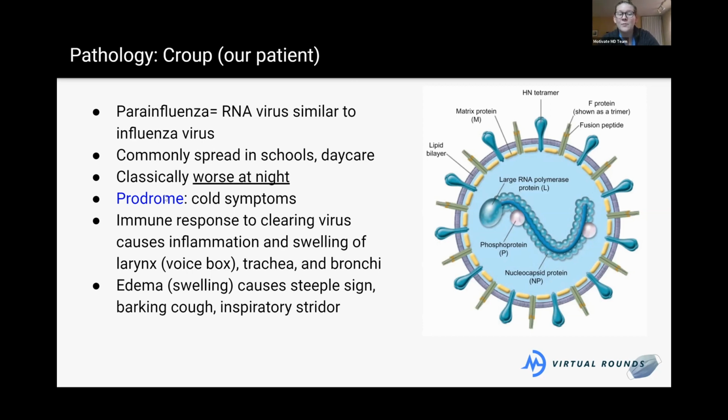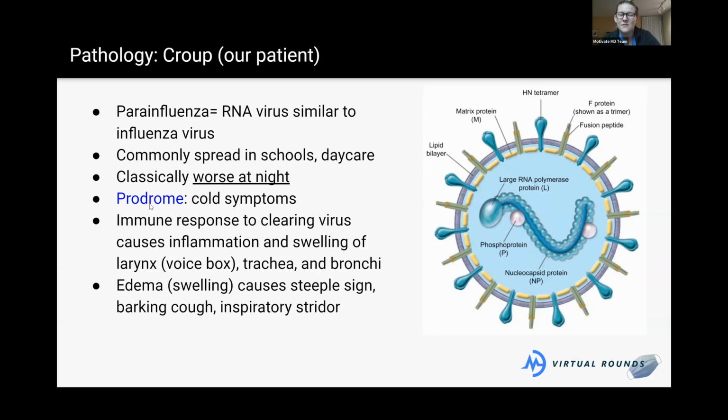And there are a couple of classic signs. Classically, it's worse at night, which is what our patient had. They can actually look pretty good during the day. You go to the doctor in the morning, and they've been having this cold-like thing but are starting to get a barky cough, and the doctor says it doesn't actually look that bad. But it can get not so much dangerous, but extremely uncomfortable and scary for both the kid and the parent when the kid goes home and tries to go to sleep at night and they're just coughing. So that's why we associate this with being worse at night.